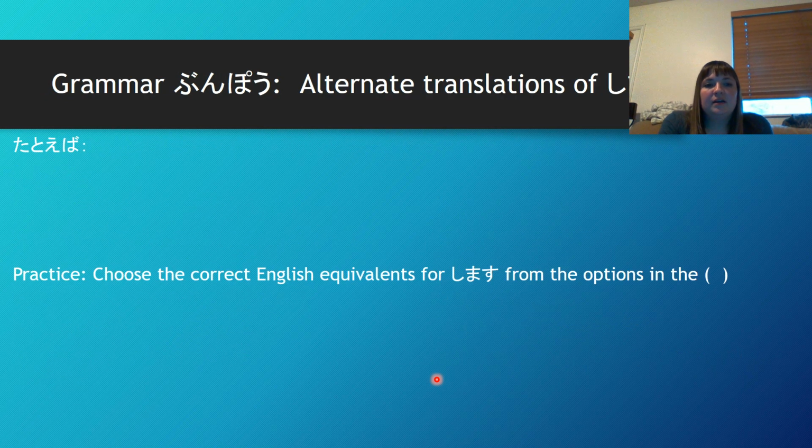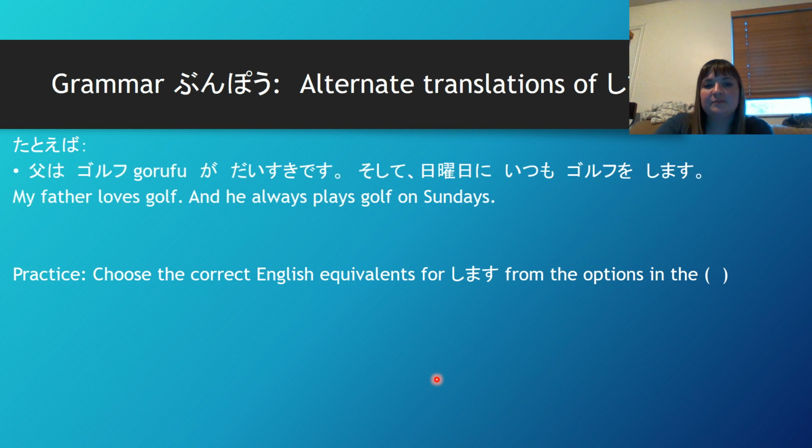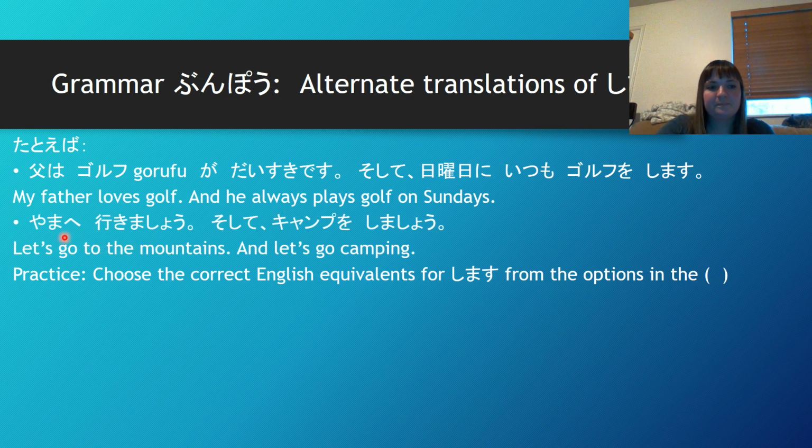Okay, so we're going to practice this. Well, let's look at some examples, right? We've kind of seen some, but let's look at a more detailed example. So, Chichi wa gorufu ga daisuki desu. そして、日曜日にいつもゴルフをします。Right? So, my father loves golf, and he always plays golf on Sundays. So the part that we're changing there is plays, right? Plays golf on Sundays.